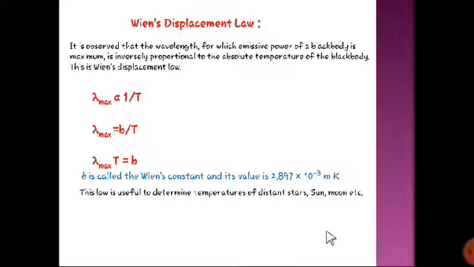Alright, so let's move to, or vice versa, if you know lambda max we can calculate T as b is known to us. So this is Wien's displacement law.